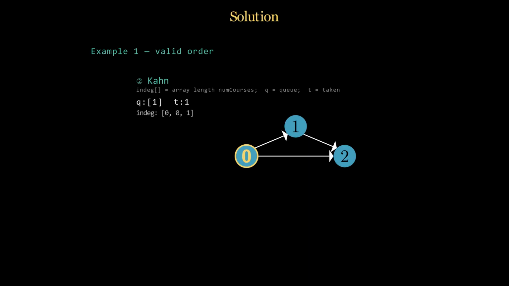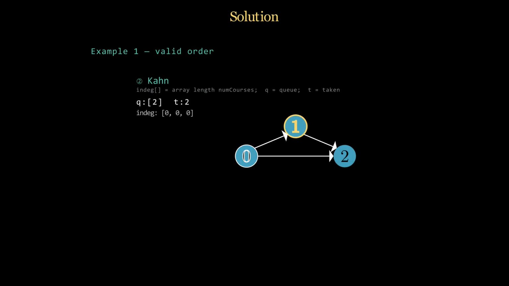Dequeue course 0 and process its outgoing edges. We decrease in-degree of 1 and 2 by 1. The array becomes 0, 0, 1. Course 1 now has in-degree 0, so it joins the queue. Taken is 1.